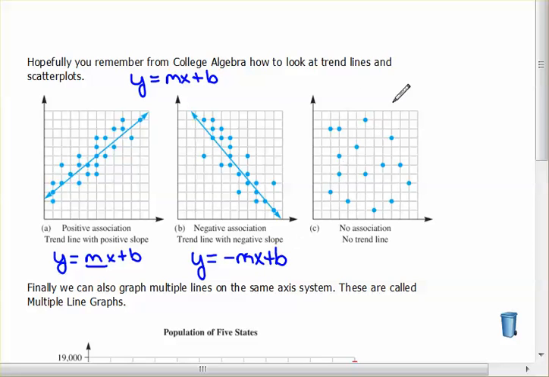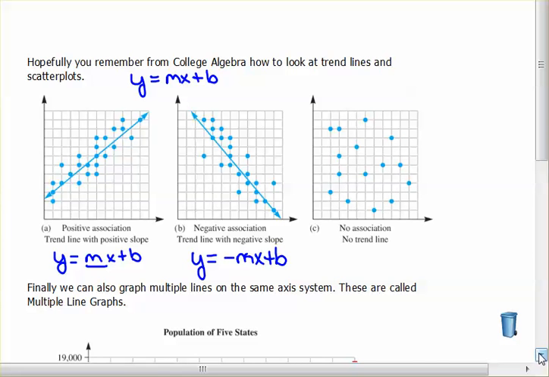And then here's an example of a scatter plot where there's no association whatsoever. Everything is just scattered completely willy-nilly. So you really can't draw a trend line and get good data off of something that looks like this.